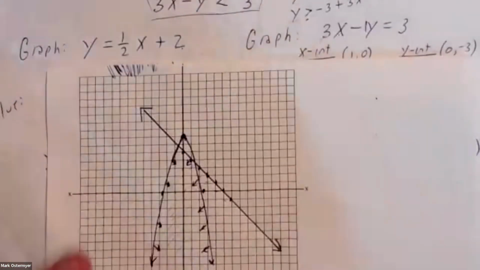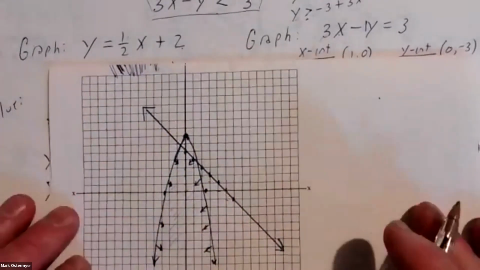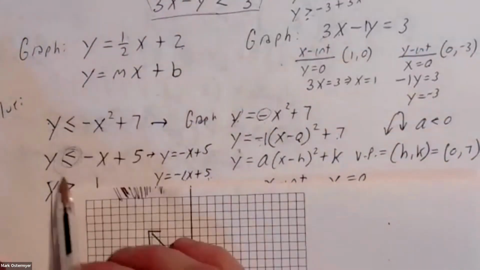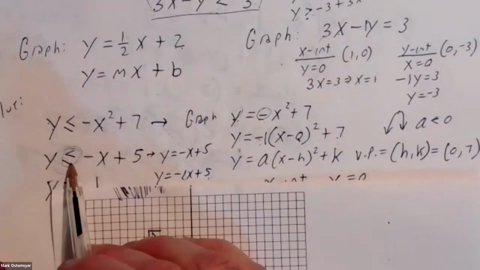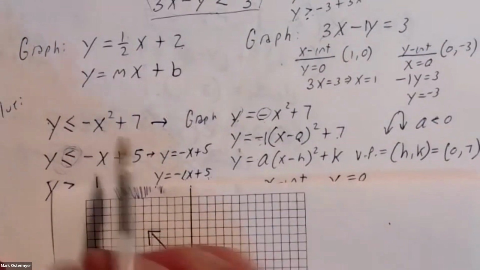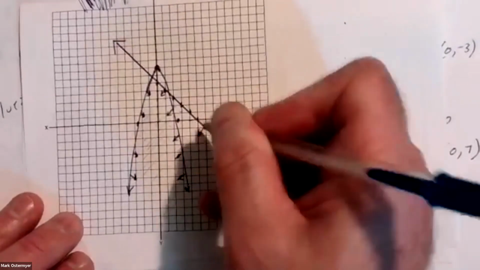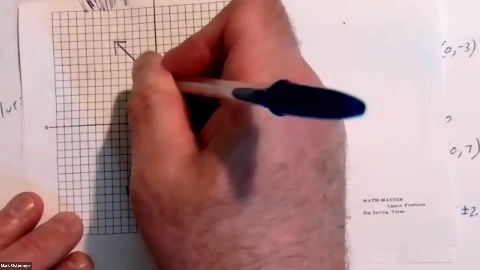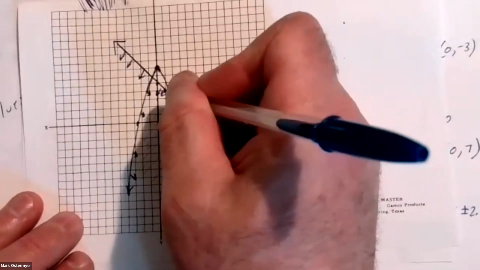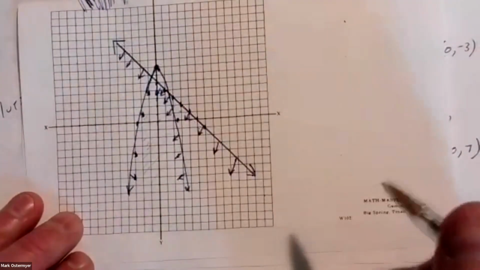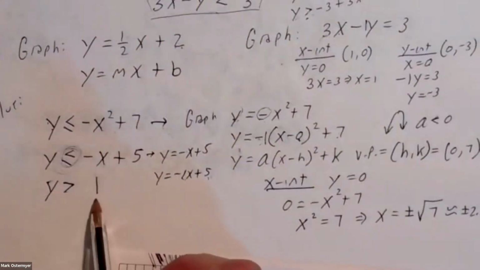Now, would I shade below or above this solid line? Notice y is less than or equal to. That means we shade below. Do you agree? So we're going to shade below. Put some arrows indicating that this is the direction you would shade in relation to this solid line boundary. Shade this away.